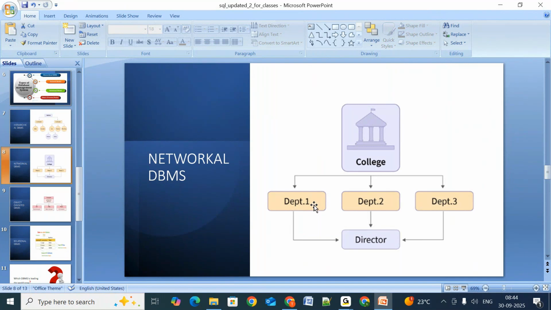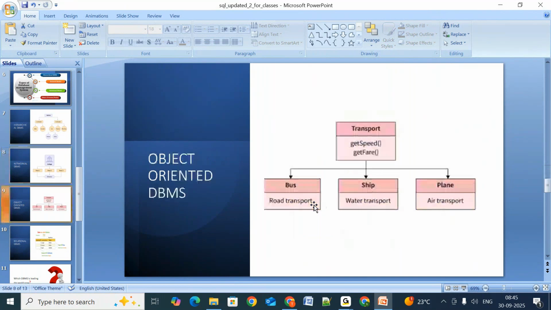It doesn't work at all because of its network structure. As days are moving, data is increasing vastly, so it failed. The network model is an early 80s story. So the network DBMS also failed.